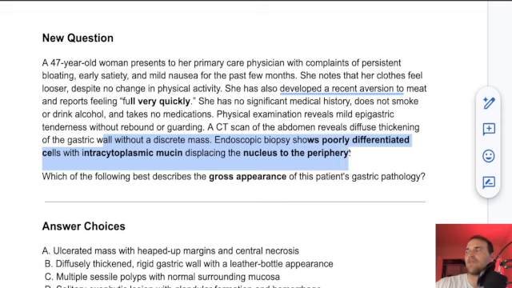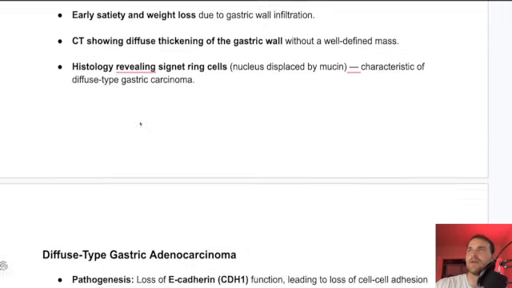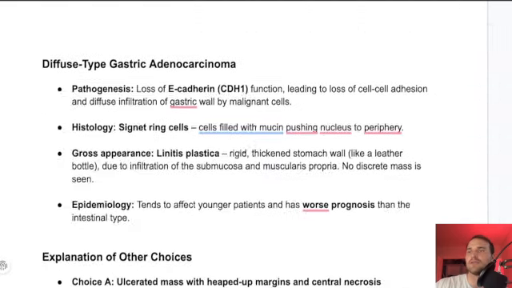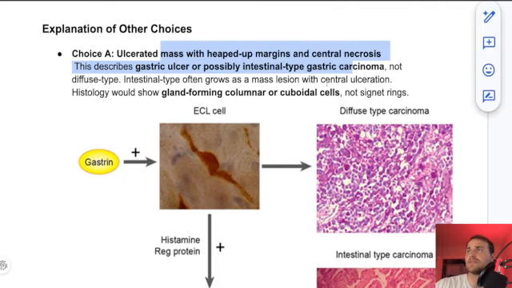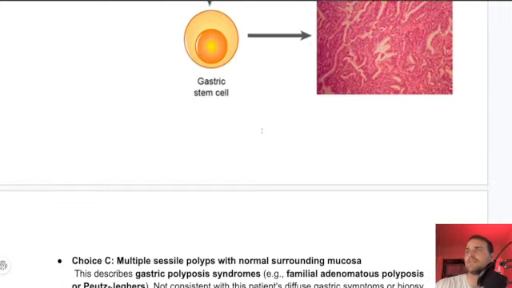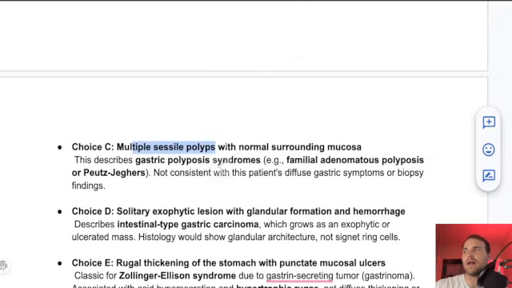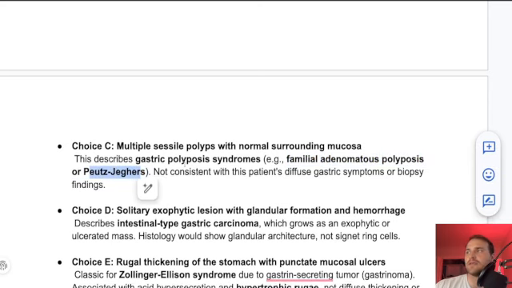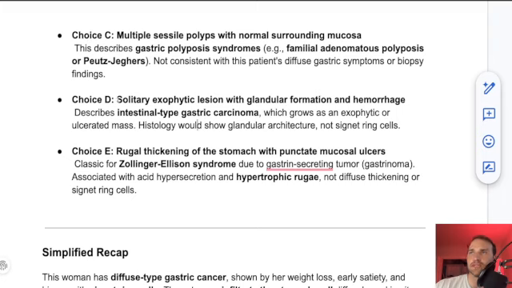And these are how the symptoms might present. So here we have early satiety, weight loss, diffuse thickening of the gastric wall without a well-defined mass, and then the signet rings. Let's look at some other answer choices. A, ulcerated mass with heaped up margins, we talked about that one. The central necrosis, that's going to be intestinal. C, multiple sessile polyps, that would be familial adenomatous polyposis, the FAP. We should be really familiar with how these polyps form, and then also Peutz-Jeghers could be another answer for C, or related to C. Solitary exophytic lesions with glandular formation would be another intestinal type cancer.